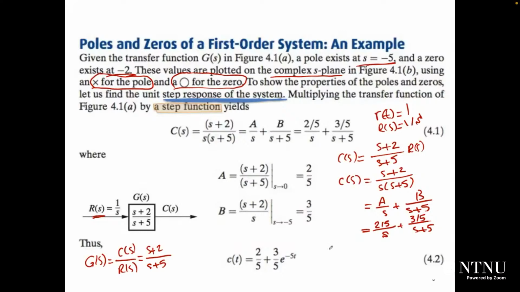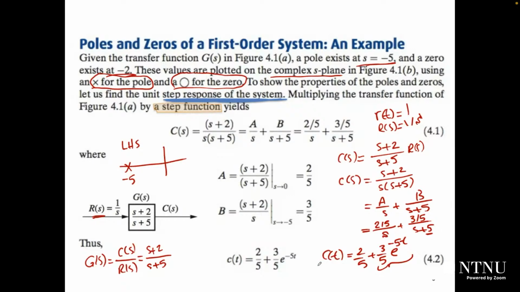Apply inverse Laplace transform. So c(t) will be 2 divided by 5 plus 3 divided by 5 exponential minus 5t, right? So this is very important. As you can see here, when you look into the system pole in the complex S plane, it was located at minus 5, in the left-hand side. When it is in the left-hand side, it will generate exponential minus 5t. So this is a natural component, and this natural component will decay over time.